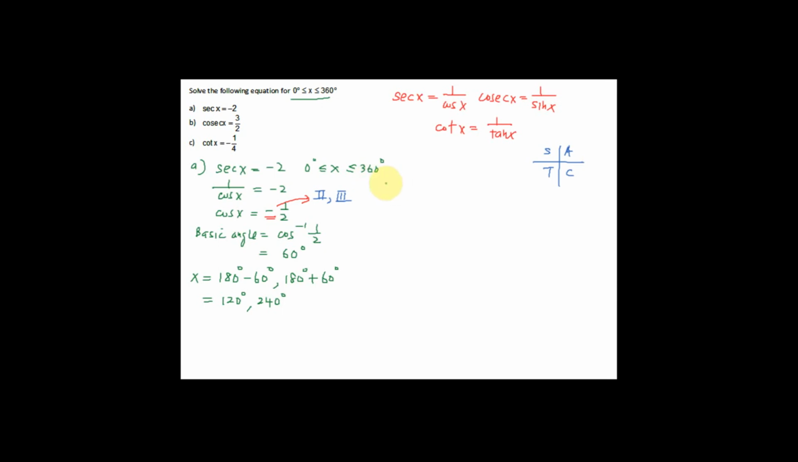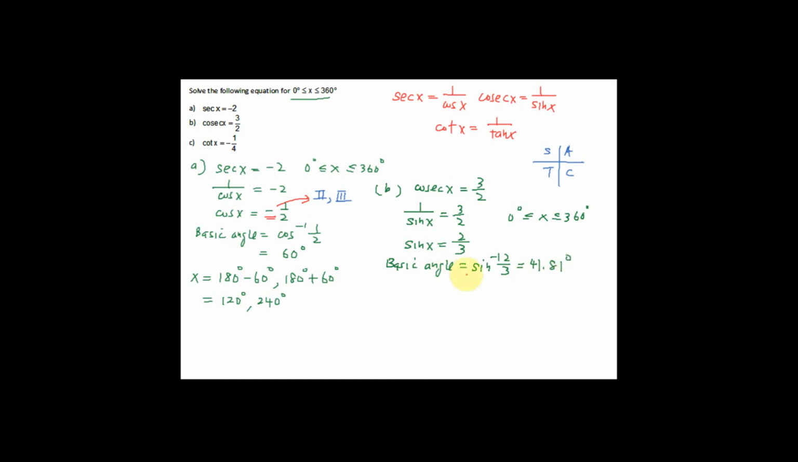Now we move to part B, that is cosecant x equal to 3 over 2. Cosecant equals 1 over sine x, this equals 3 over 2. Therefore, your sine x equals 2 over 3. Now we start with the first step, that is x is from 0 to 360 degrees. The second step is to find the basic angle. Use your calculator: sine inverse of 2 over 3. This will give you an answer of 41.81 degrees.